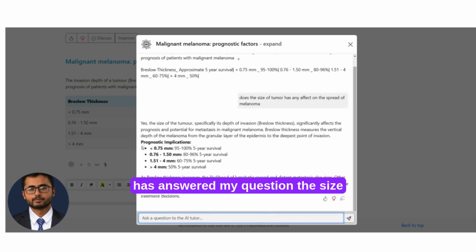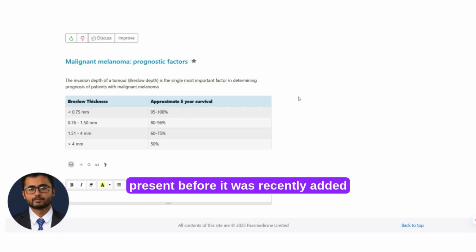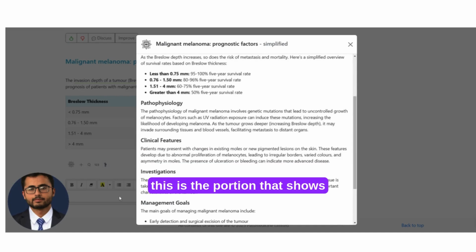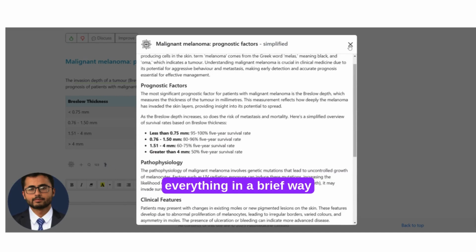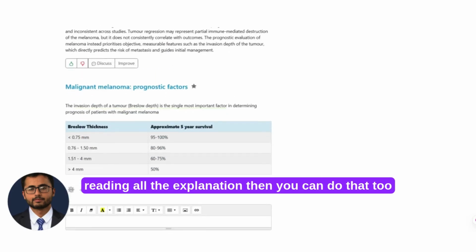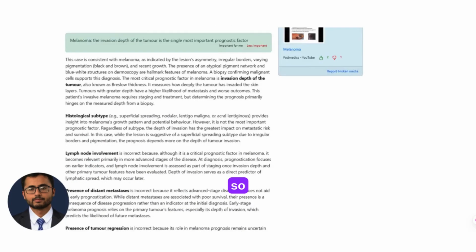So it has answered my question. The size, specifically its depth of invasion, significantly affects the prognosis. I've just given you an example, and when you are studying you can use it. This was not present before, it was recently added, and this is the portion that shows everything in a brief way. So if you are not in the mood of reading all the explanation, then you can do that too.